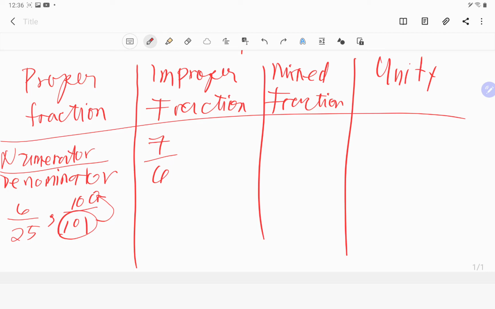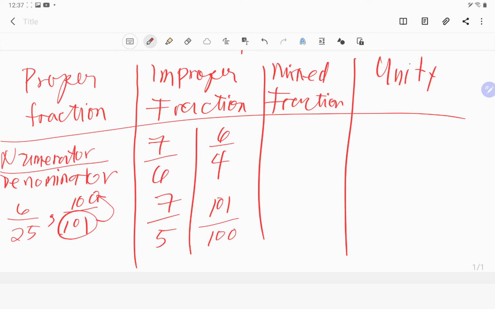Okay. Another example of improper fraction is, let's say, 7/5. Or, let's say, 6/4. Another example here is, let's say, 101/100. Remember, an improper fraction is a fraction that is greater than 1. Or, a fraction where the numerator is bigger than the denominator.